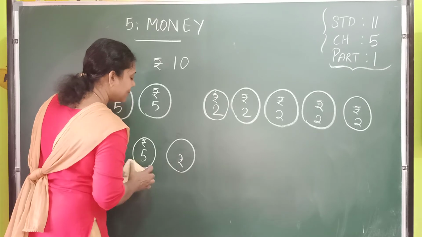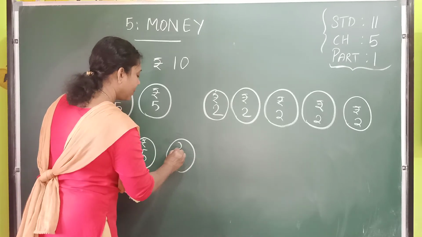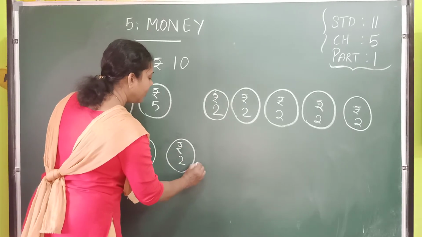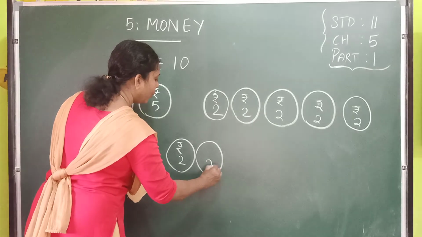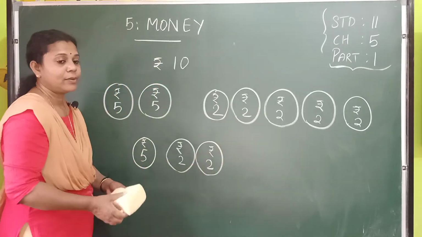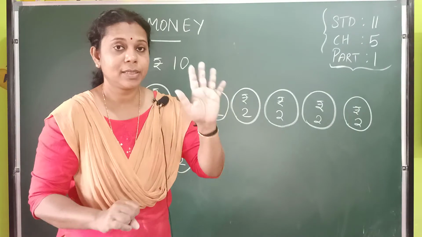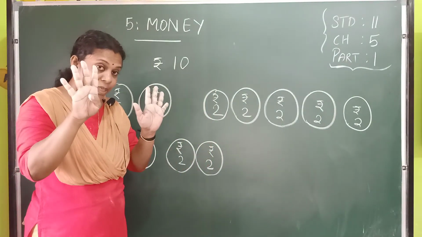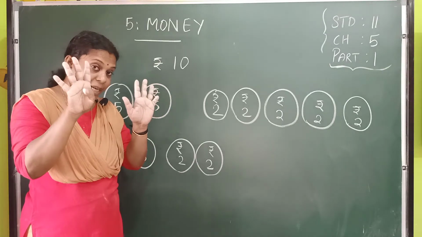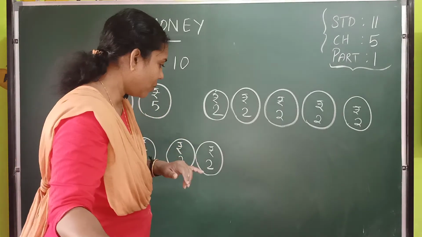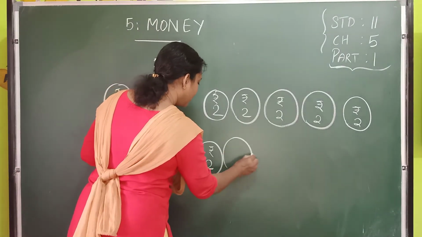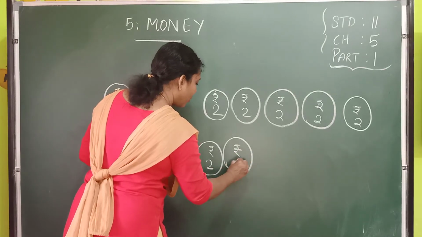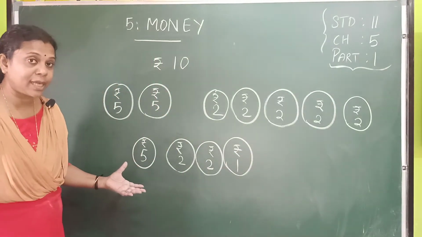2 rupees. 2 rupee coin, 2 coins. So how much is it? 5 rupees. Then 2 rupee coin 1, second 2 rupee coin. So in order to make 10, I need 1 rupee, isn't it? So 1 rupee coin. This is again 10.